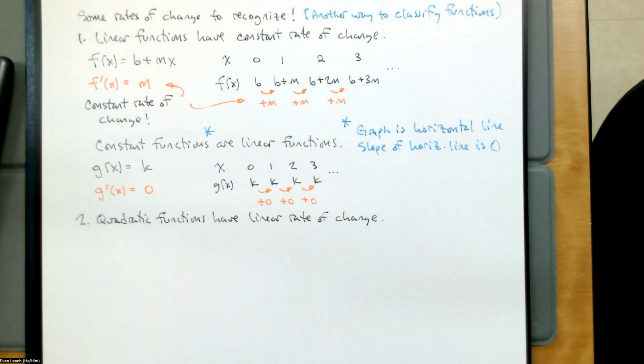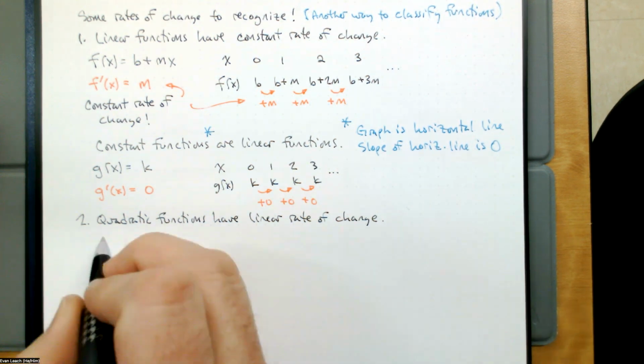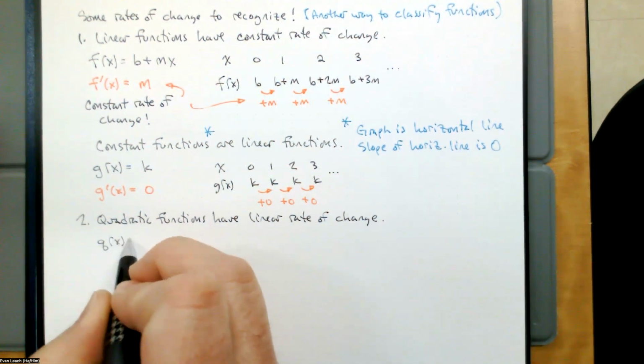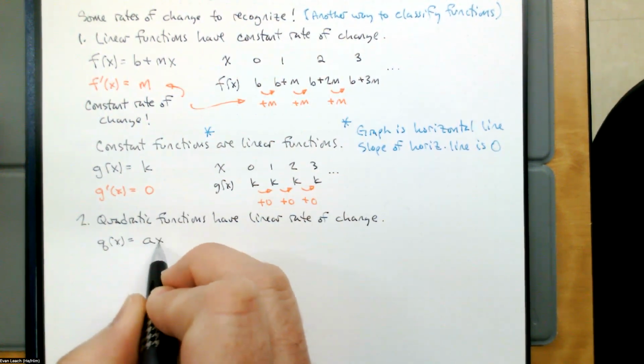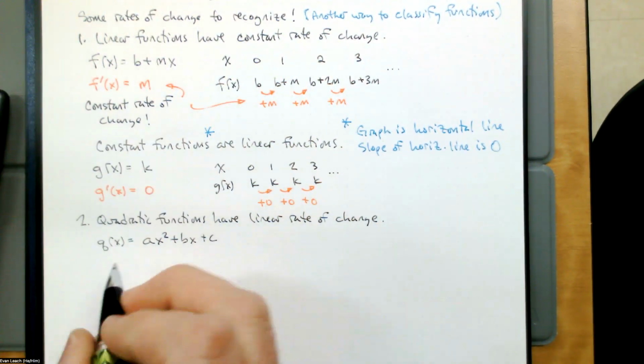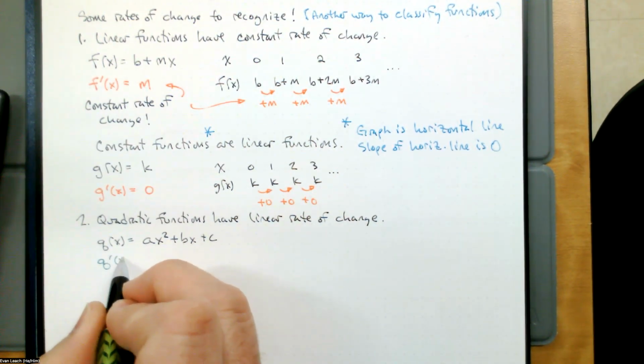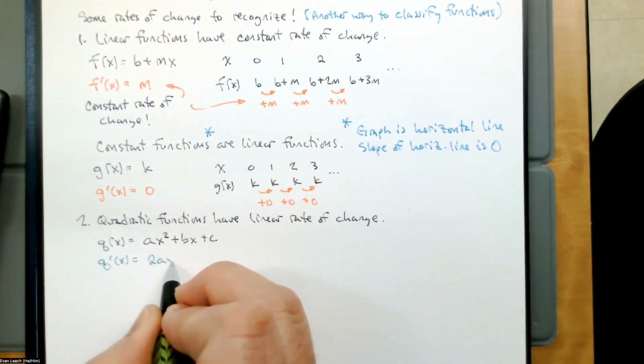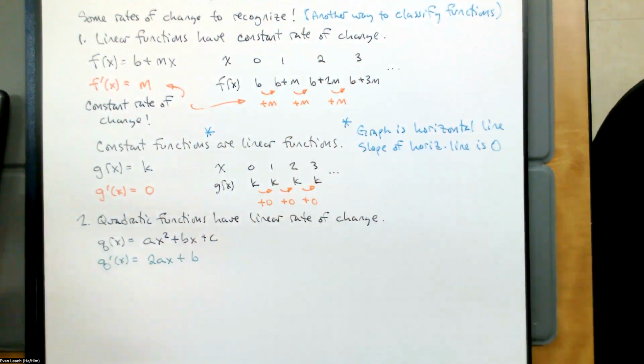Anyway, try to be softer around the table. Quadratic functions have a linear rate of change. Of course, this makes sense because we do n x to the n minus 1. That n minus 1 is going to take our quadratic exponent of 2 and drop it down to a linear exponent 1. So if I write down a quadratic function, q of x equals ax squared plus bx plus c, then q prime will be 2ax plus b.